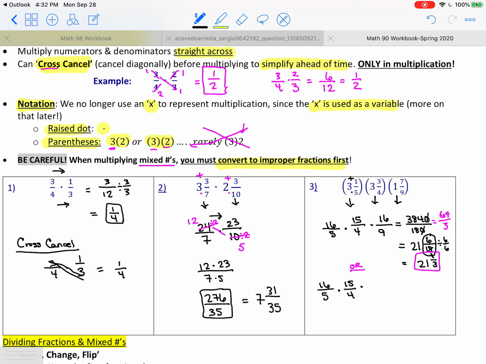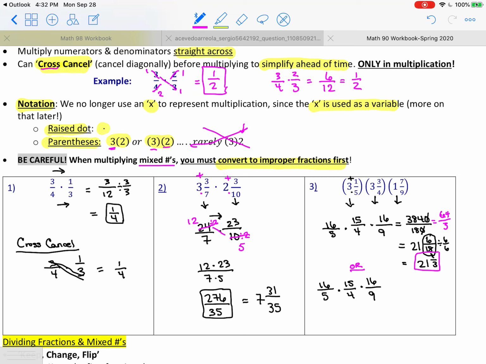So let's go ahead and write that out again. 15/4, 16/9. All right. So this is an interesting one because in the past when we showed cross-canceling, we only had 2 fractions, and here we have 3. So I just kind of want to show you a cool thing that we're allowed to do. We still have to go crosswise.